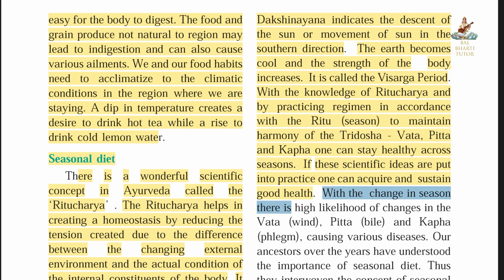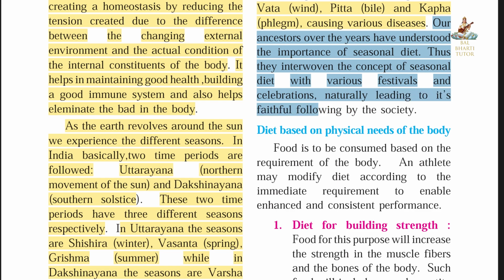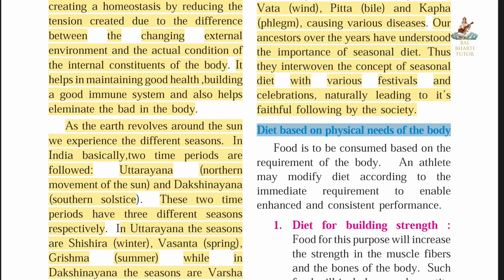With the change in season, there is a high likelihood of changes in the Vata, wind, Pitta, bile, and Kapha, phlegm, causing various diseases. Our ancestors over the years have understood the importance of seasonal diet. Thus, they interwove the concept of seasonal diet with various festivals and celebrations, naturally leading to its faithful following by the society.